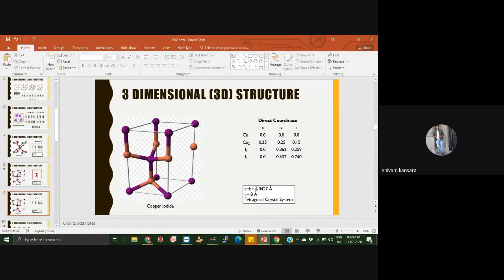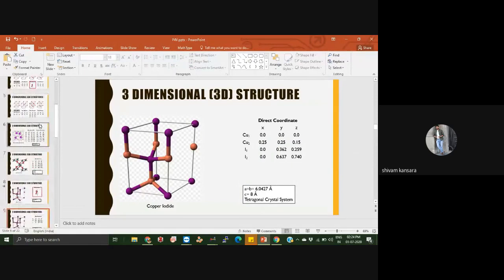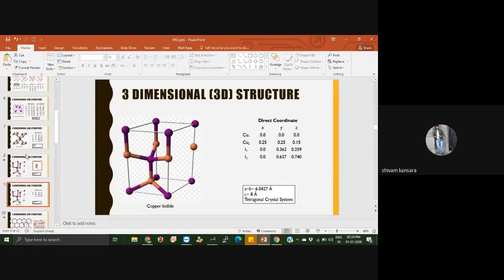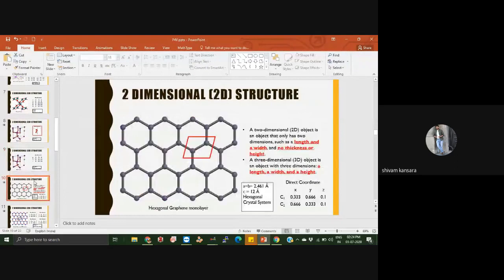Okay, and the lattice constant is 6.027, which we can get from the previous literature survey. Now this is a simple example of a 3-dimension crystal structure. If you have any query about the 3-dimension structure, you can ask. Okay, now let's start with the 2-dimensional crystal structure.